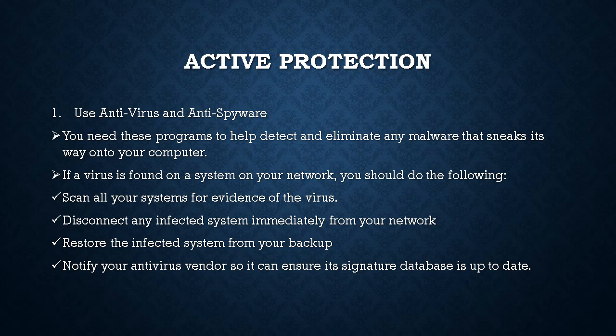Now, if a virus is found on a system on your network, you should do the following things. Scan all your systems for evidence of the virus. Now, whether a virus is there or not, we do not know. But if you scan your computer, then you might find evidence of a virus. Disconnect any infected system immediately from your network. Suppose you're browsing a website for some information. If you find that your system has been infected, disconnect the internet from your computer.